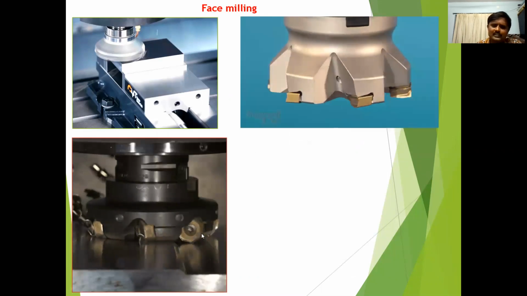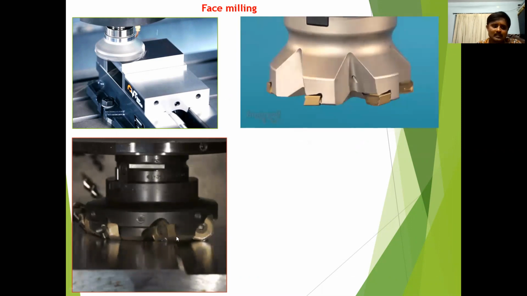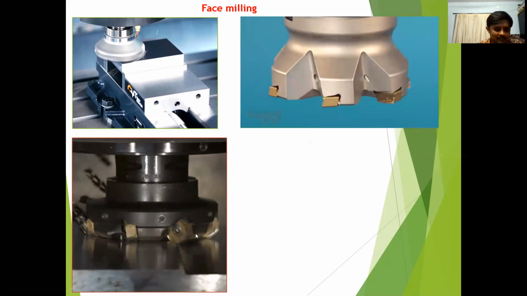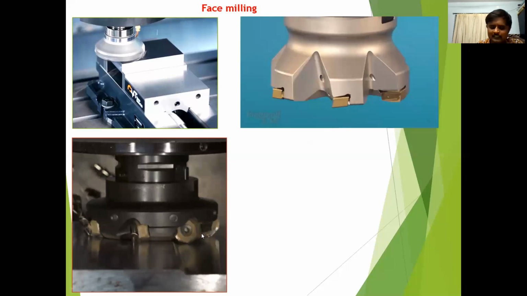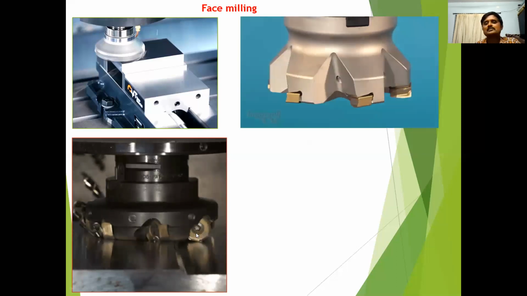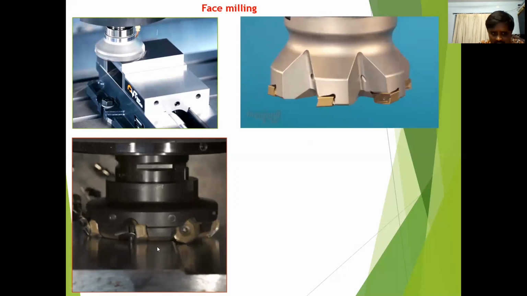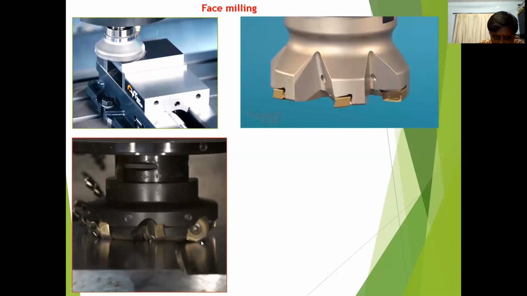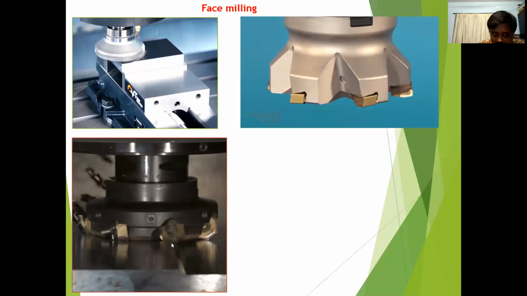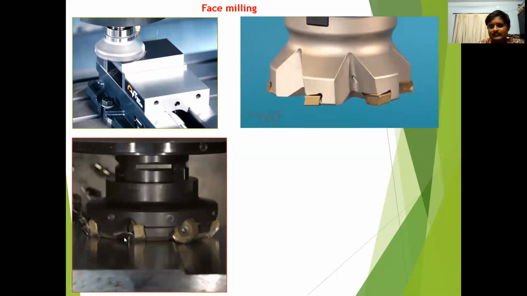So we can use different types of milling cutter. It's not mandatory that all the cutting tips are the same shape and size. That depends upon the application and upon the material we are going to machine, and we select the type of the cutting tips accordingly. And you can observe here these are the cutting tips. The material is removed from the face of the work surface.